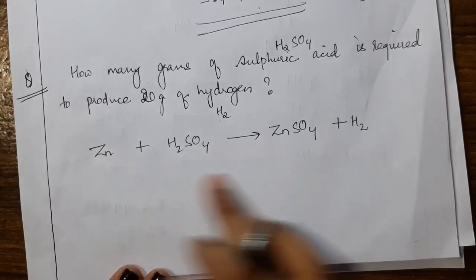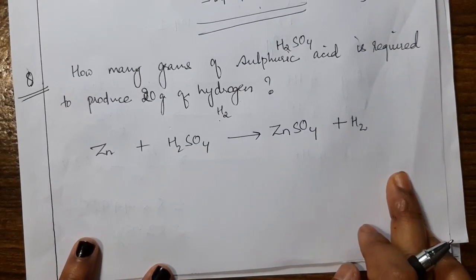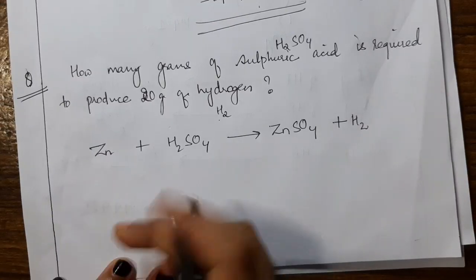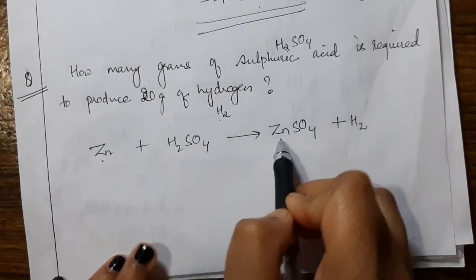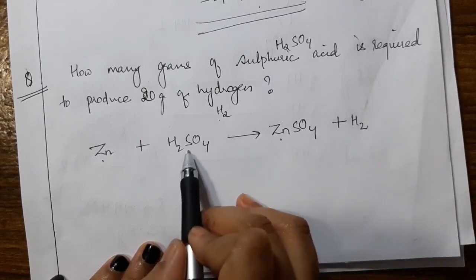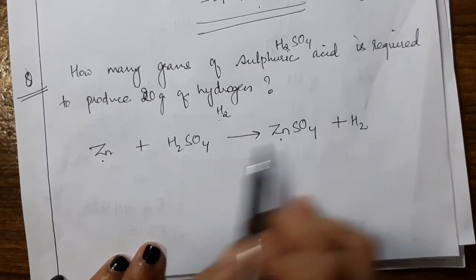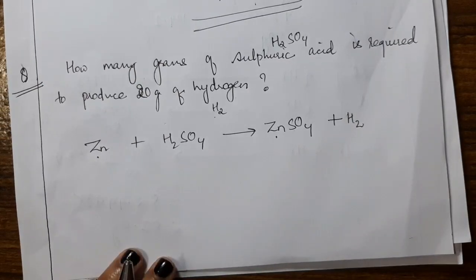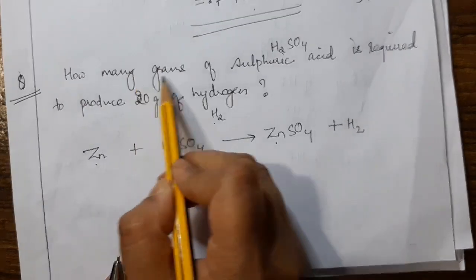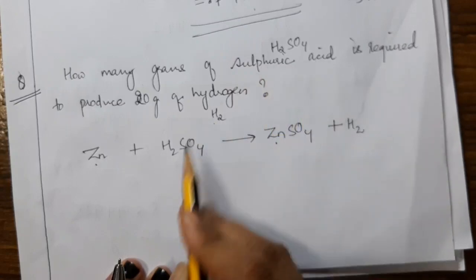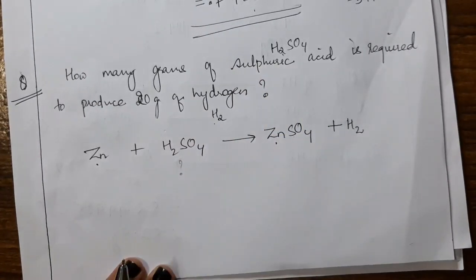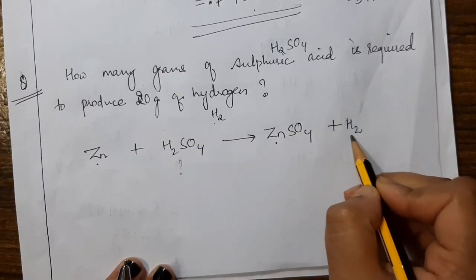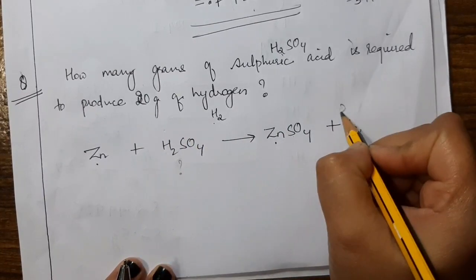After writing the reaction, you need to see whether it's balanced or not. If it's not balanced, you have to balance it. Like for example, zinc, fine. H2, sulfate, sulfur, oxygen. This is balanced. So now let's try to solve it. You have to find out the weight of sulfuric acid. Weight of this one you have to find out. And what you're given is H2, 20 grams.